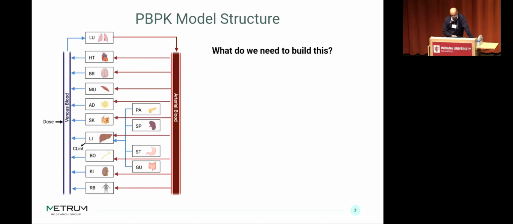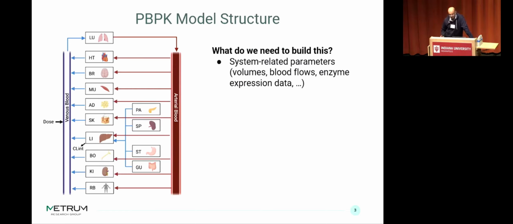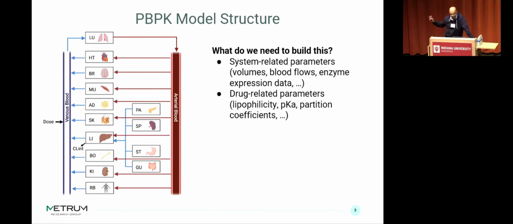So what do we need to build this thing? System-related parameters, which are the volumes and blood flows I talked about, and other things like enzyme expression. These are related to the human or whatever physiological system we're looking at. Other things that we need are drug-related parameters like lipophilicity of the drug, pKa, or partition coefficients, how it partitions between the blood and the organs or tissues.